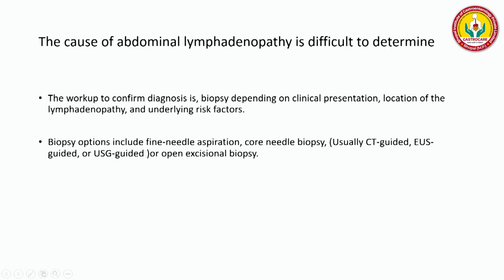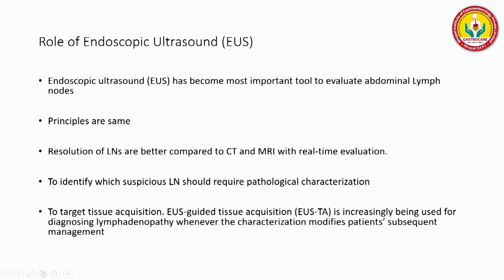The workup to confirm the diagnosis is biopsy, and these biopsies can be fine needle aspiration, core needle biopsy, or EUS guided or ultrasound guided biopsies, and then lastly the open excision biopsy. Here comes the role of endoscopic ultrasound. It is the most important tool to evaluate the abdominal lymph node.